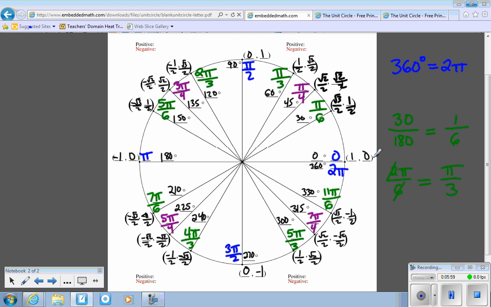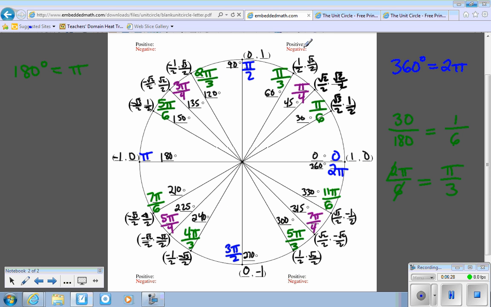So I've reduced them, but hopefully you can see from all the colors, you can count in either sixths, fourths, halves, and it's all just based on fractions of pi. So remembering that just as 360 equals 2 pi, we can also write that 180 degrees equals pi. So we're going to use this. This is actually a conversion.